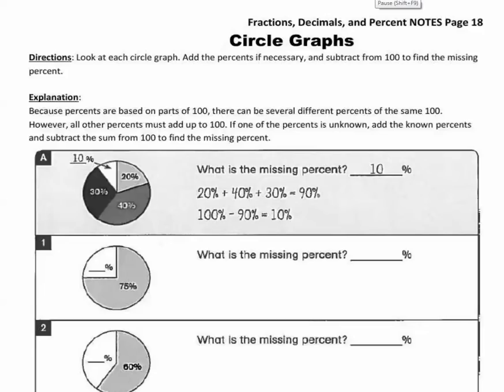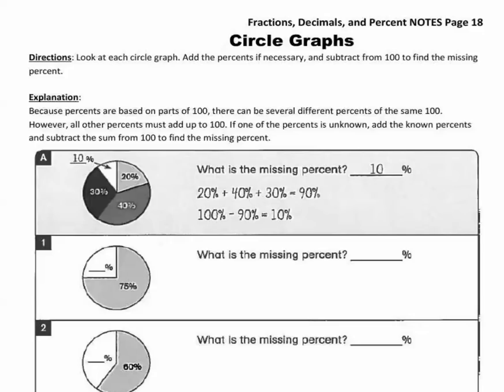In this video, we're going to begin our instruction for circle graphs. So let's read the directions. It says, look at each circle graph and the percents if necessary and subtract from 100 to find the missing percent. Because percents are based on parts of 100, there can be several different percents in the same 100. However, all the percents must add up to 100.